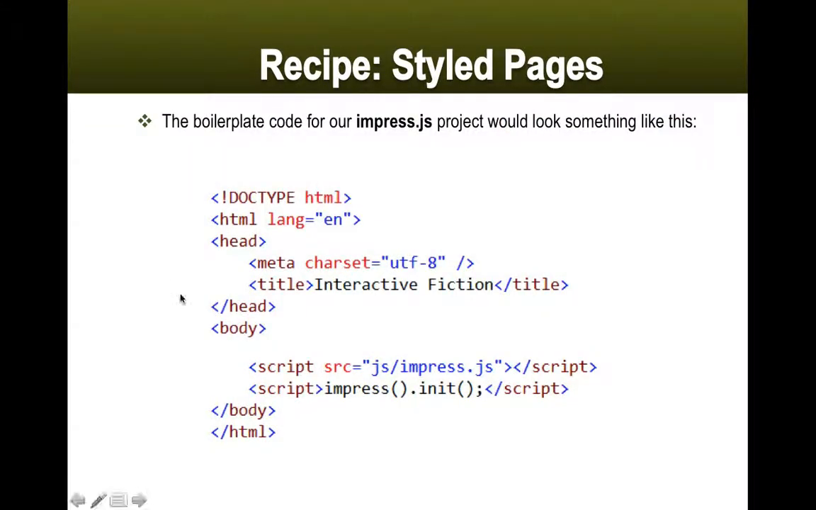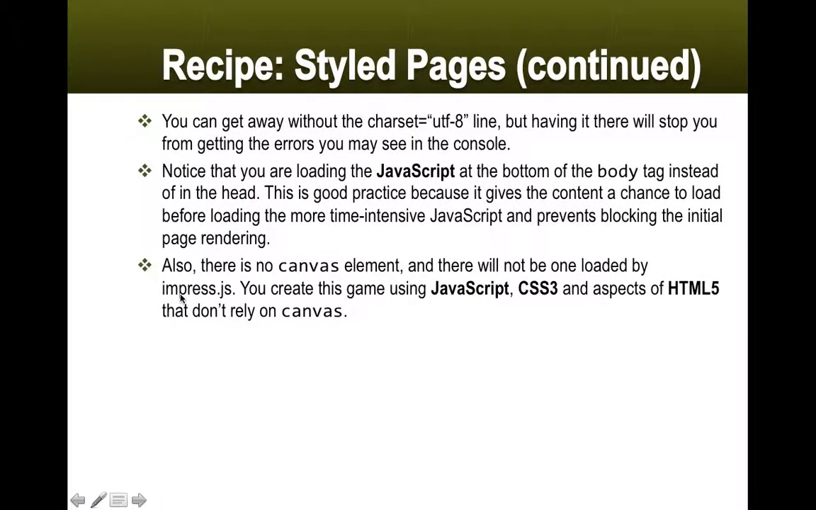So we've done this piece. The next piece we need to do is the character set, which is equal to UTF-8. It says here you can get away without it, but the problem is that some browsers will give you some errors on the console. So that's why we put that character set equals UTF-8. It's good from a compatibility perspective. If you notice here, we're not using a canvas for Impress.js. It doesn't use that. We're going to use the canvas element for our create.js, but not for Impress.js.